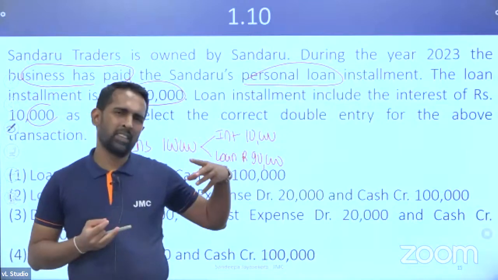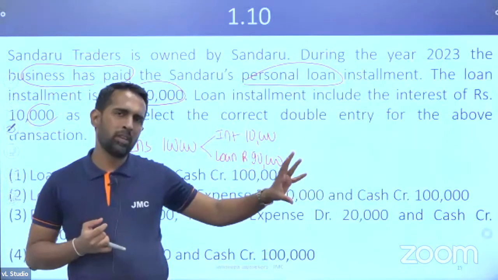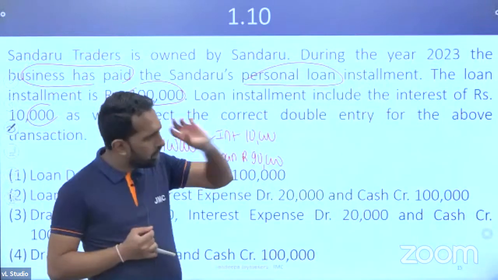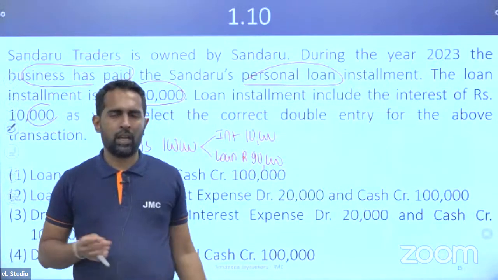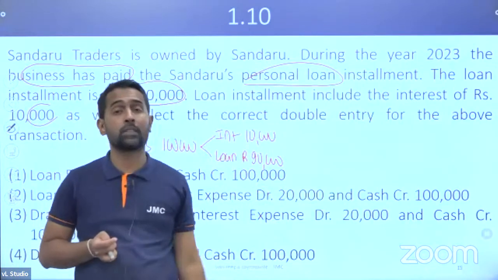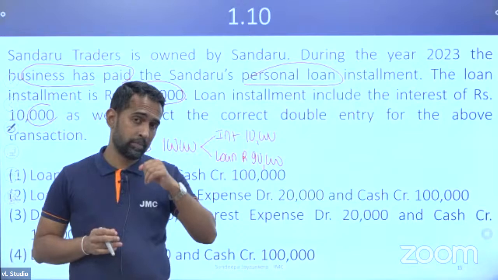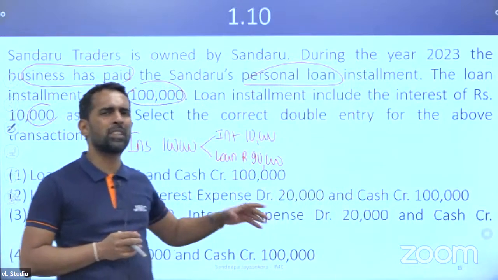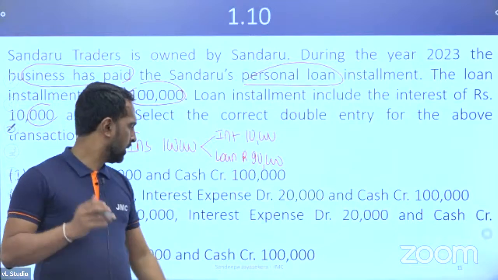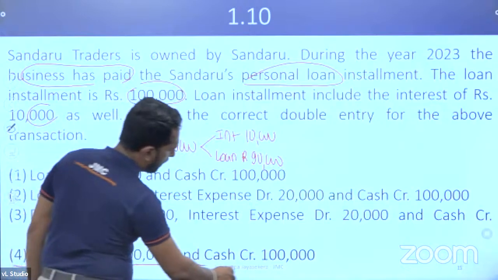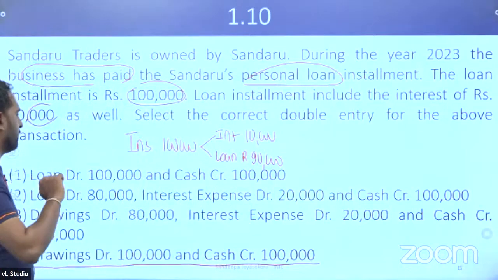Now this payment is entirely about a personal loan, so whatever the payment is, it is a drawing. As a business, we don't get anything. This is not a loan of the business. This is the owner's personal loan paid by the business. So it's entirely a drawing. So the correct answer is debit drawings 100,000, credit cash 100,000.